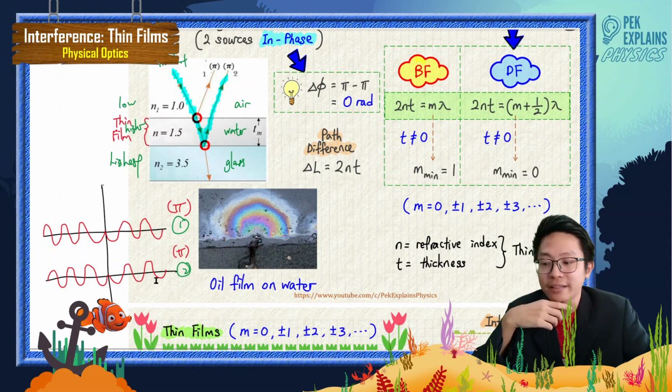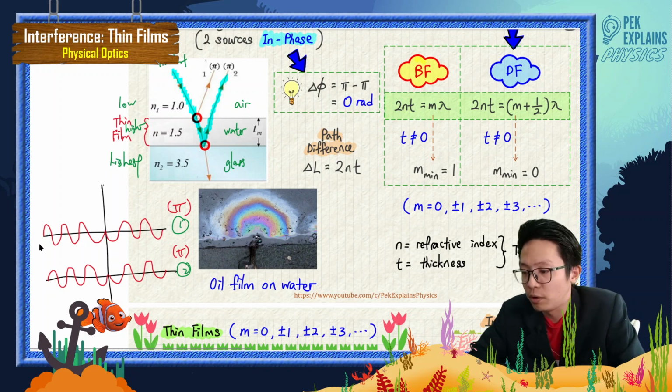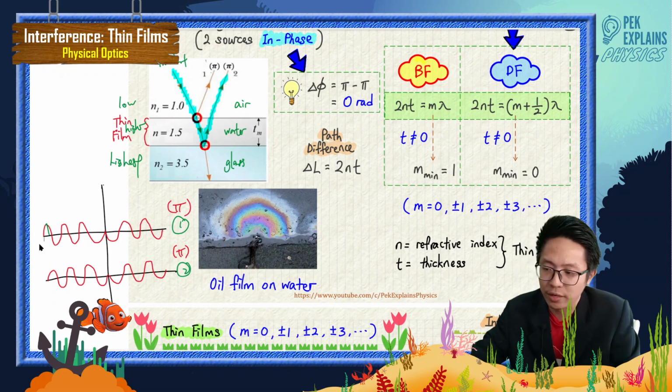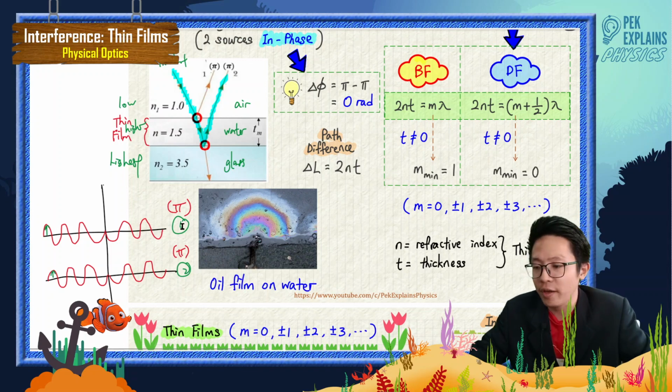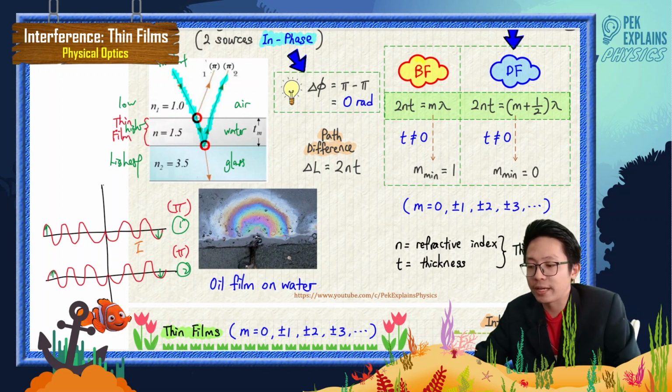So you see, are they in phase? Initially, they come from the same source, isn't it? They come from the same source. That means both are going up initially. But then both have one time phase change. The first light got one time phase change. The second light also got one time phase change. Both become inverted below. So in the end, are they in phase? Yes, they are. Conclusion: both become in phase.